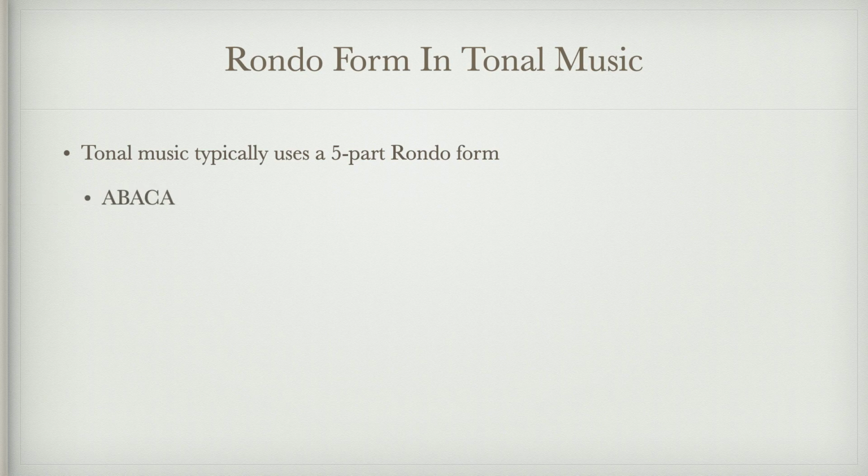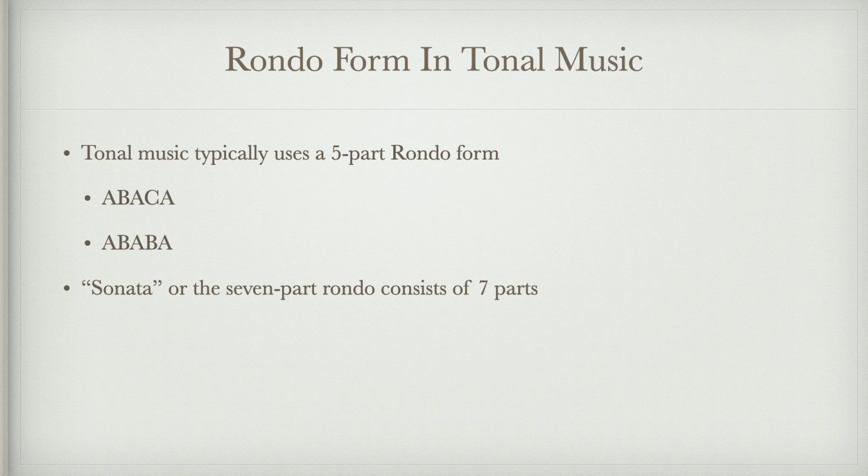So now we're going to talk about rondo form in tonal music. Tonal music, as we should know, typically uses a 5-part rondo form. One of the most common ones is going to be ABACA. Another one is ABABA. Those are 2 fairly common 5-part rondo forms in the classical and romantic period. You also might have the sonata rondo, which might also be referred to as a 7-part rondo. That form might be ABACABA, and there are also other reiterations of the 7-part form as well, but this is the most common one.